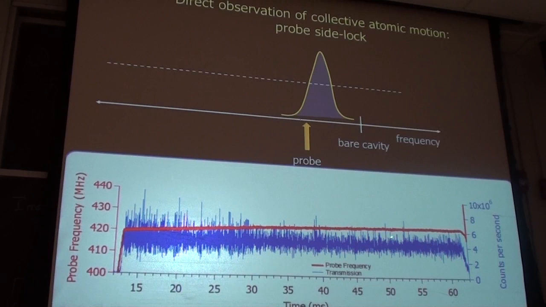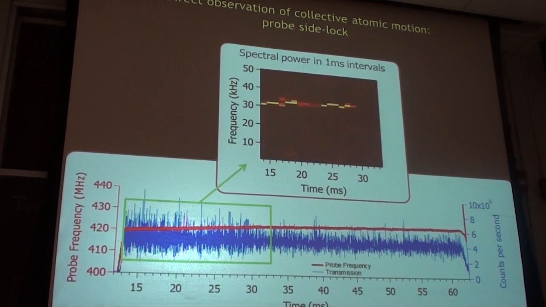And that's because they contain information. They contain the information on the motion of my atomic ensemble. So here you see if I take slices of the data and perform Fourier transforms, I see my mechanical system oscillating, in this case, at about 30 kilohertz.